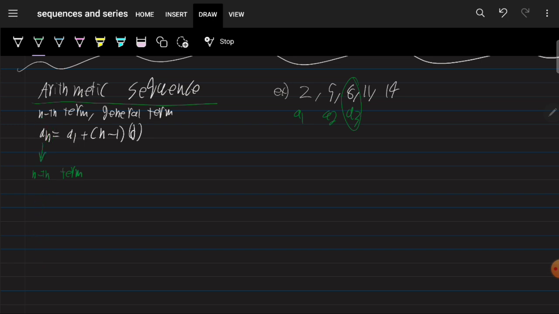Now, a1, we talked about this. This is the first term. And n here is the term number that you're trying to find. So this formula, like I said, allows us to find the nth term of a sequence, and n represents the term number we are trying to find. We'll of course do an example in a second, and this will make more sense. And d, we saw this already. This is the common difference.